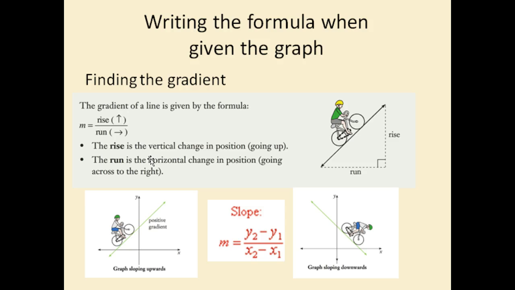Here's just another way of looking at it. Remember, gradient is rise over run. The gradient is positive if the line is sloping upwards, and is negative if the line is sloping downwards. Now sometimes you might be asked to state the formula given a graph, and that's what we're looking at now. Remember, you can always use your gradient formula if you're not sure what the gradient is.